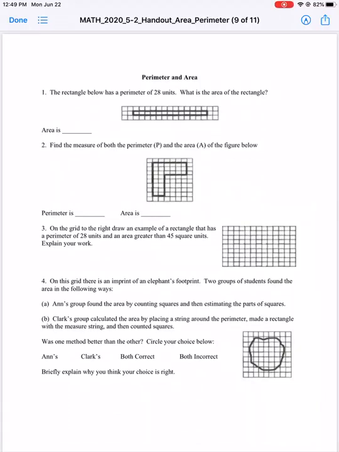Okay, class, welcome to the handout from 5.2 on area and perimeter. So we have a rectangle below that has a perimeter of 28 units. What is the area of the rectangle?